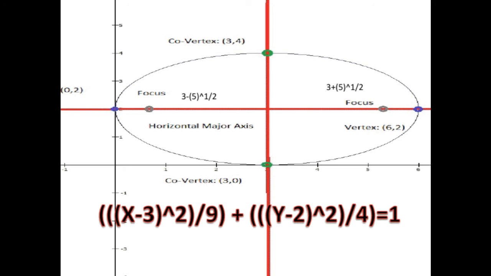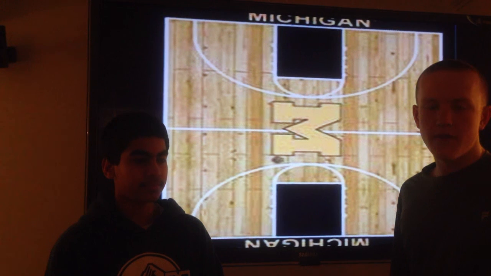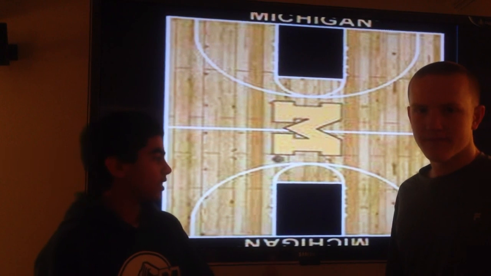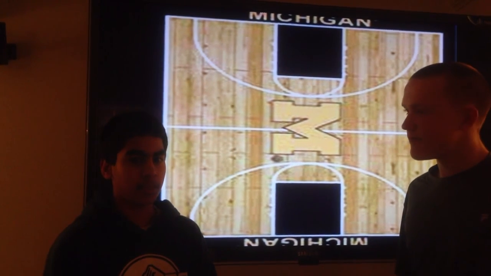After you have completed that, plot all the points on the graph and connect the vertices and co-vertices to create the ellipse. There are even conic sections in Michigan. Just like the 3-point lines on the Michigan basketball court.